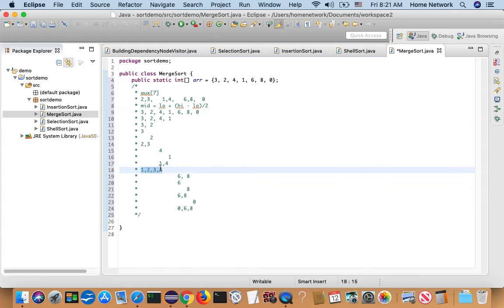Let's merge the sorted arrays into a bigger array. So let's copy this into the auxiliary array. And copy this to the auxiliary array.